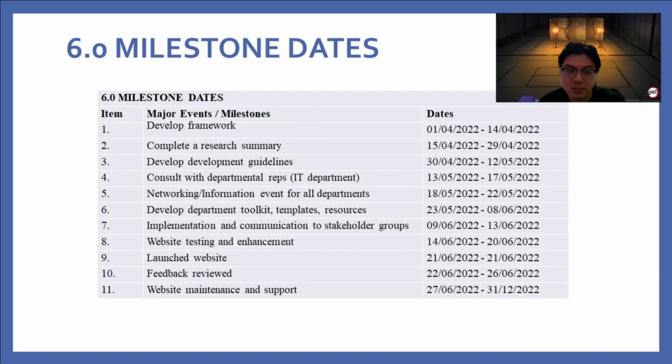My name is Wong Chun Kiat and I will be continuing the presentation for the project chapter. So move on to 6.0 milestone dates. As you can see in the milestone dates below, there is a total of 11 items for the major events and milestones. The first major event is to develop the framework, with dates from April 1 to April 14.